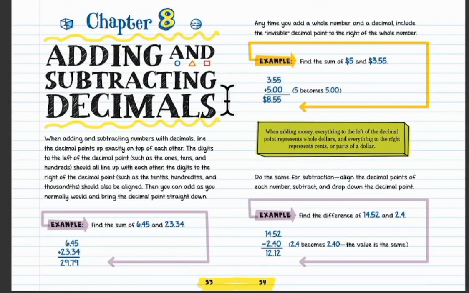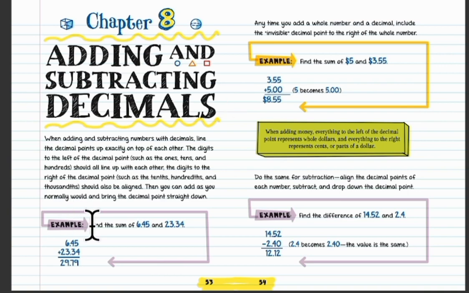When adding and subtracting numbers with decimals, line the decimal points up exactly on top of each other. The digits to the left of the decimal points, such as the ones, tens, and hundreds, should all line up with each other. The digits to the right of the decimal point, such as the tenths, hundredths, and thousandths, should also be aligned. Then you can add as you normally would and bring the decimal point straight down.